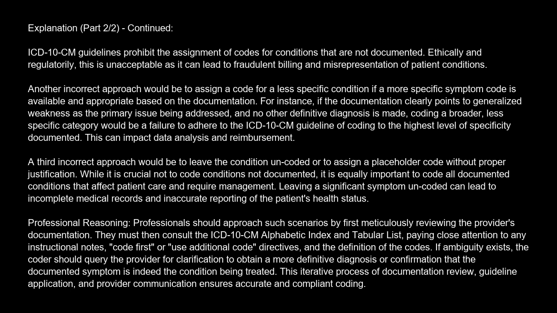Another incorrect approach would be to assign a code for a less specific condition if a more specific symptom code is available and appropriate based on the documentation. For instance, if the documentation clearly points to generalized weakness as the primary issue being addressed, and no other definitive diagnosis is made, coding a broader, less specific category would be a failure to adhere to the ICD-10-CM guideline of coding to the highest level of specificity documented. This can impact data analysis and reimbursement.